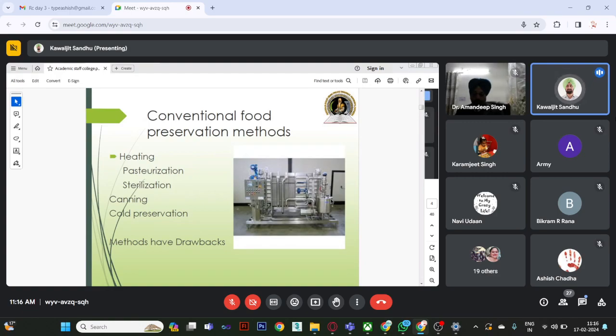Cold preservation, you have refrigerators at your home. This is one example of cold preservation. But these methods do have lots of drawbacks. I don't have much time, otherwise I would have emphasized various drawbacks of using these techniques. Because when you heat food for longer duration, many compounds are destroyed, like vitamins, like antioxidants or heat sensitive compounds. They are primarily degraded.